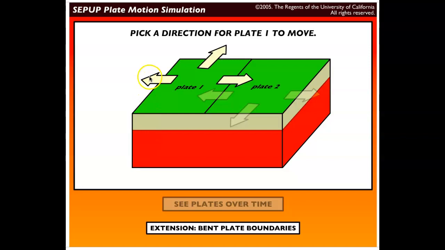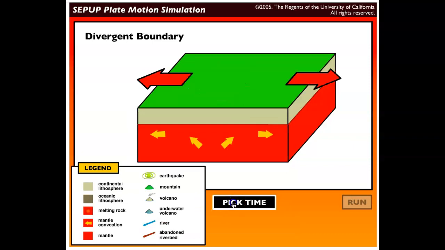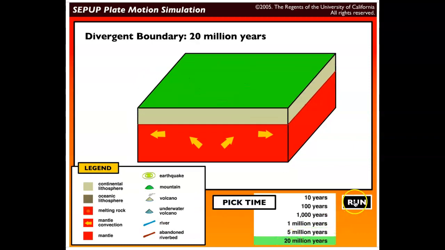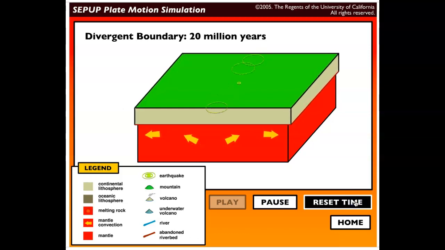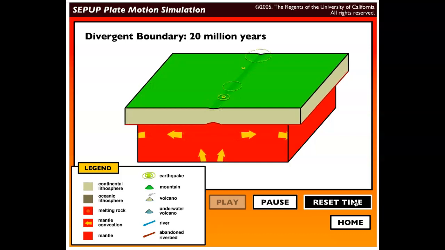They will select the diverging arrows on Plate 1 and Plate 2. Students will click See Plates Over Time, pick the time of 20 million years, and run the simulation. They will draw and label the effects of this type of plate motion in their student journal.